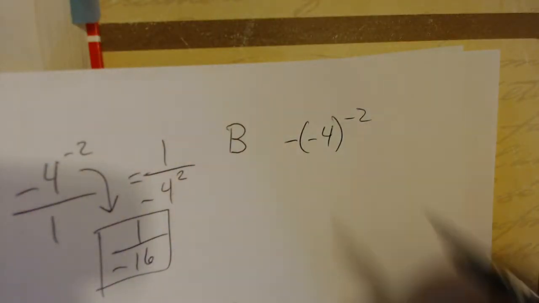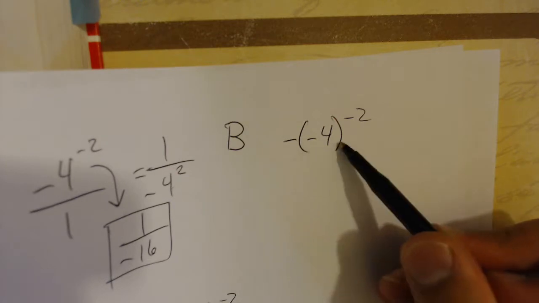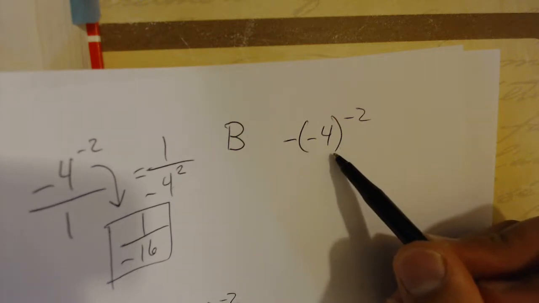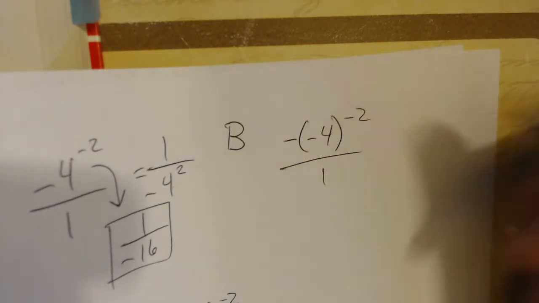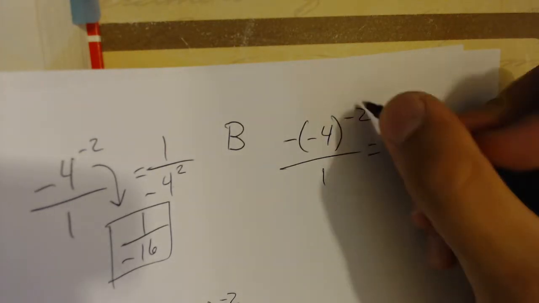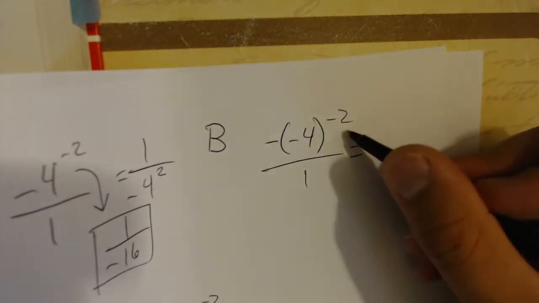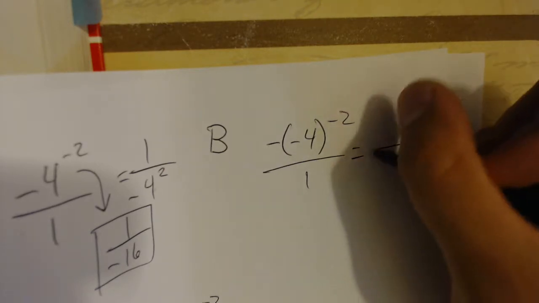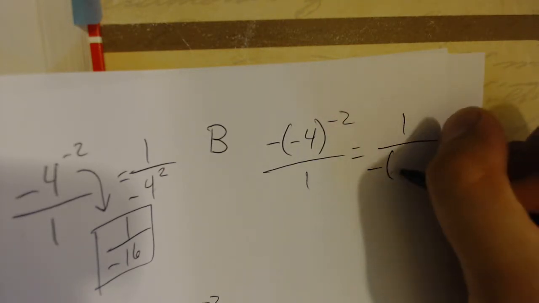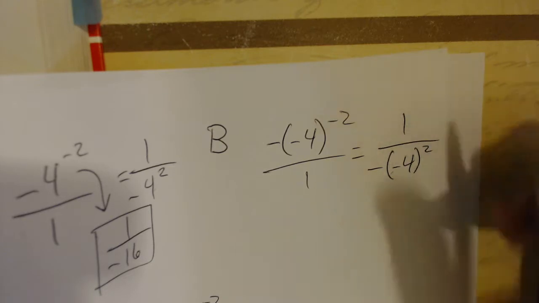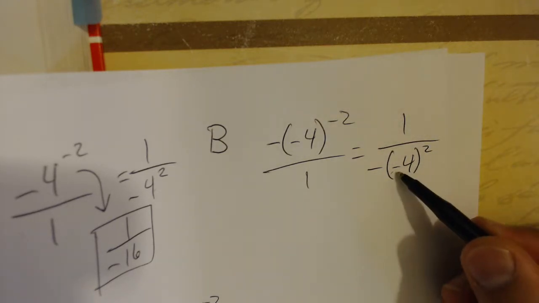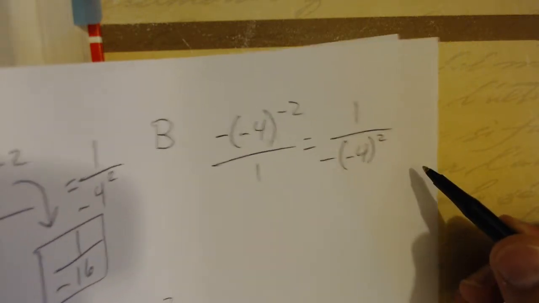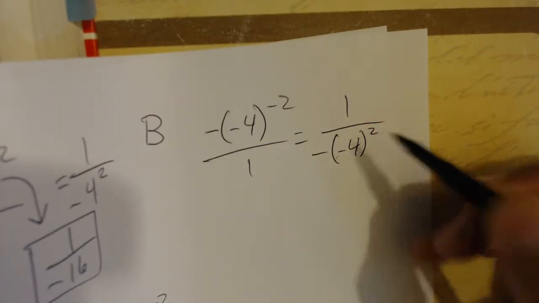Very simple. B, similar thing, except we have a negative enclosed in parentheses with the 4. So again, we'll take this number, put it over 1, rewrite it with a positive exponent. That moves it from the numerator to the denominator. So we get 1 over negative, parentheses, negative 4 squared. This negative being included in the parentheses means that this negative gets multiplied when it's squared.